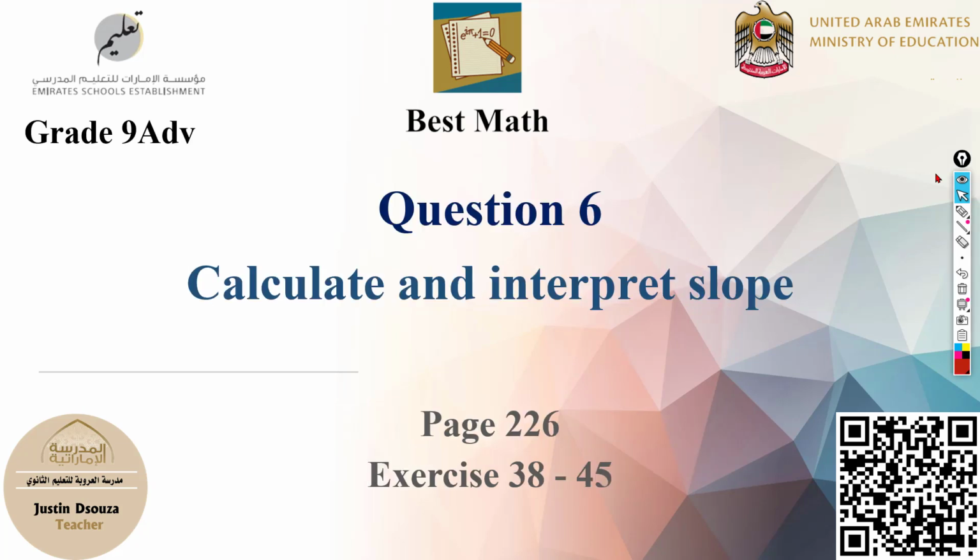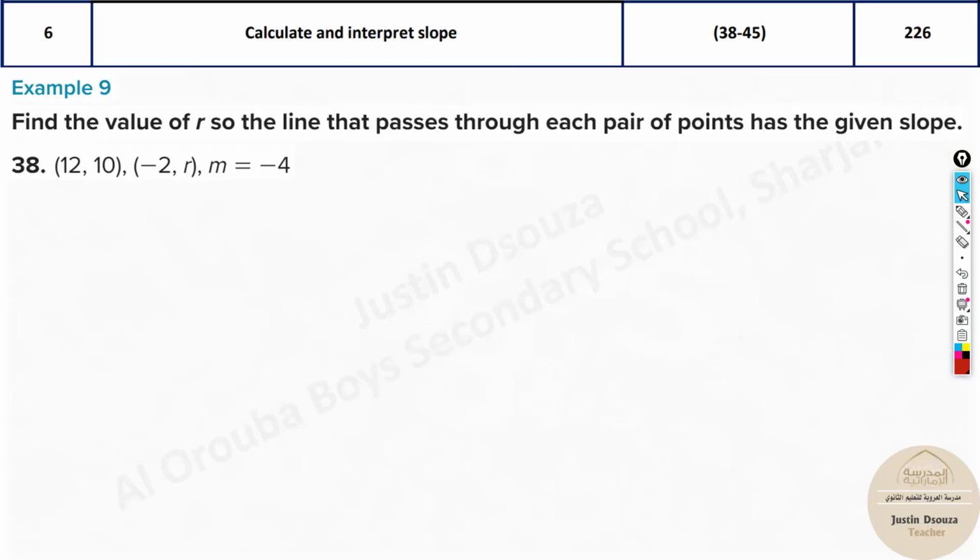Question number 6 is to calculate and interpret slope. This is very simple as long as you know a simple formula, just substitution and getting the answer. Let's look into the first problem. Here they have asked you to find the value of r so that the line passes through each pair of the points given the slope. They have given you a slope, they have given 2 points. Say now, this is not accurate, but just a line. It passes through 2 points and the points are mentioned and the slope is mentioned.